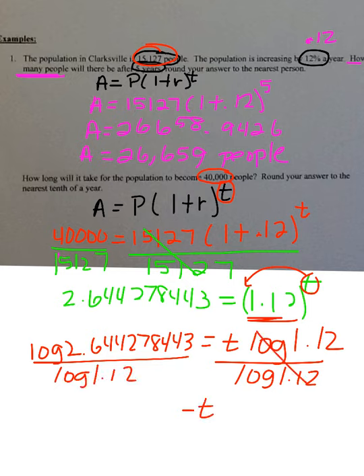So you can plug that into your calculator. So it's log 2.644278443 divided by log 1.12. And I have 8.58. And to the nearest tenth of a year, it will take approximately 8.6 years. Okay, so let's flip it over and take a look on the back.